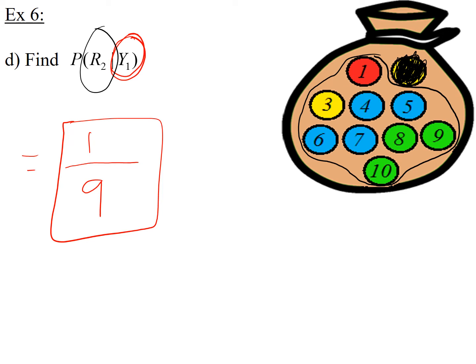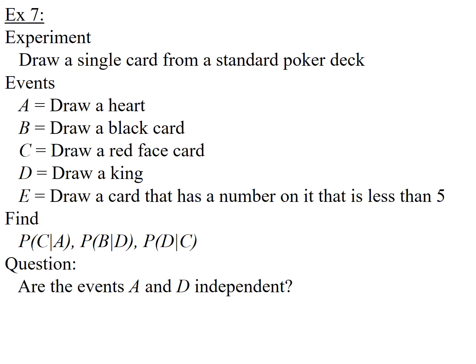Okay, a couple more examples. Let's go ahead and look at example 7. In this example, the experiment's changing. Now we're drawing a card from a poker deck. We're drawing 1 card from a poker deck. And it's asking to find a few conditional probabilities.